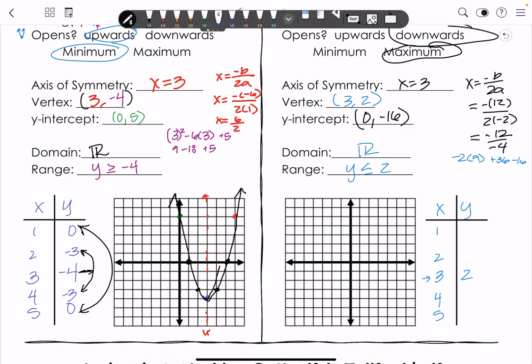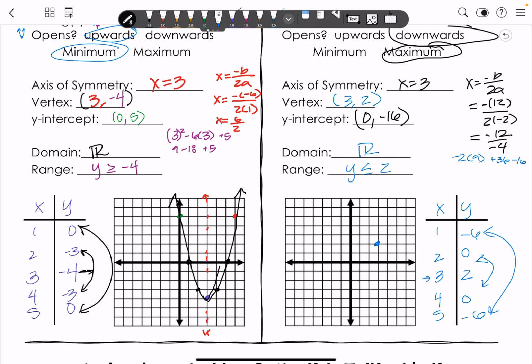And now, since I know that it's going to parabola within my table as well, I can go ahead and plug in just 2 of the numbers and figure it out. So -2 times 1 squared plus 12 times 1 minus 16 gets you a -6. And then that means this is also going to be -6. -2 times 2 squared plus 12 times 2 minus 16 gets you 0. And there you go. So let's plot everything that we've got.